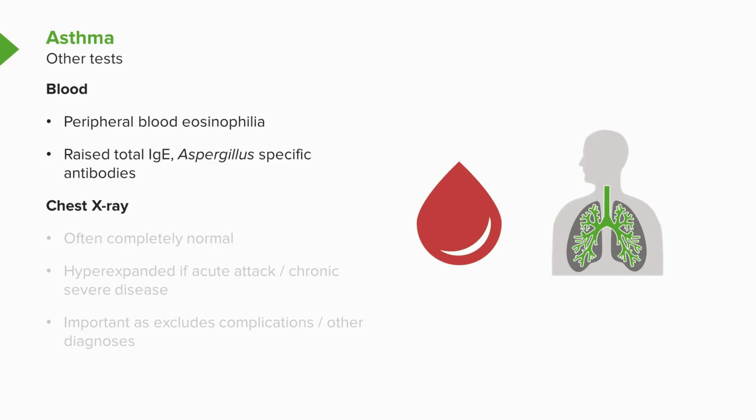The chest X-ray is necessary to make sure you're not missing any other diseases, but essentially is normal in most patients with asthma, unless they have an acute attack or chronic severe disease, in which case that will show hyperexpanded lungs. But as I said, a chest X-ray is vital during exacerbations at least to make sure there's no other complications such as a lobar collapse or an infection.